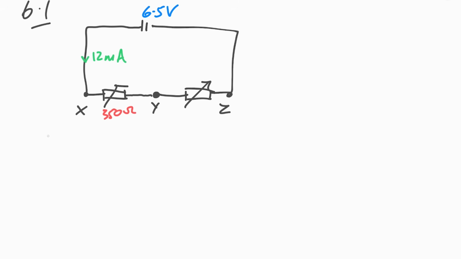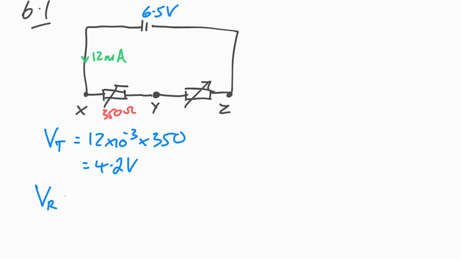So we can say the V of the thermistor is equal to IR. That's 12 milliamps, so 12 times 10 to the minus 3, or 0.012, multiplied by 350. That gives us 4.2 volts. There is a shortcut here, of course. We could just use ratios. I'll show you how to do that in a second. If that's 4.2 volts, then the PD across the variable resistor has to be 6.5 take away that, so it's 2.3 volts.